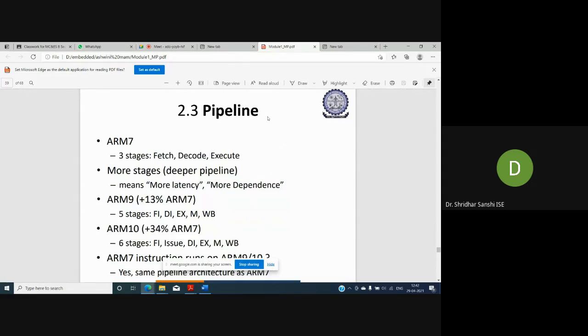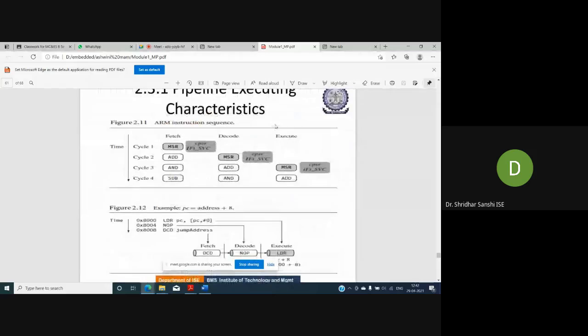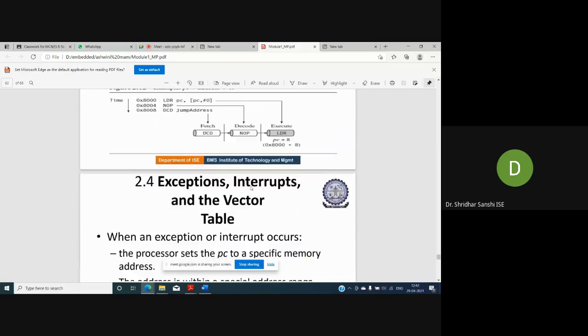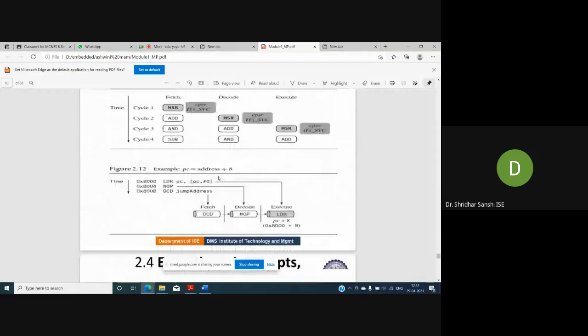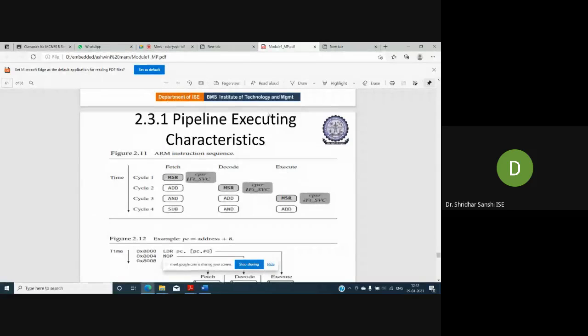So next, we'll see the pipeline execution characteristics. It is already 12:42, so I will stop the explanation. I will continue from the next class. I will repeat this pipeline and explain the characteristics of the pipeline. Okay, we'll stop here.